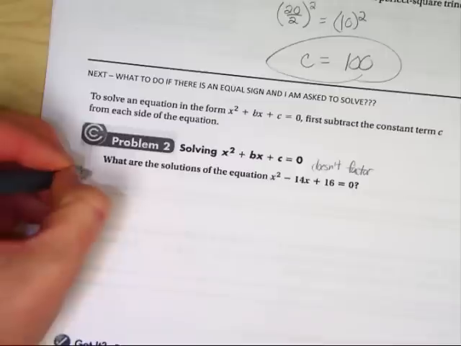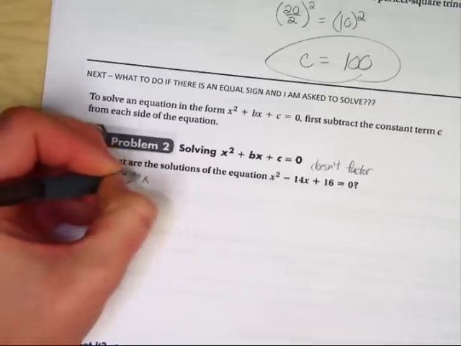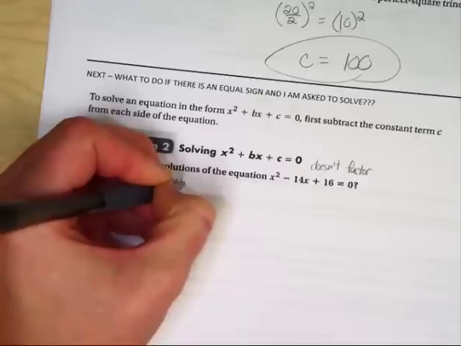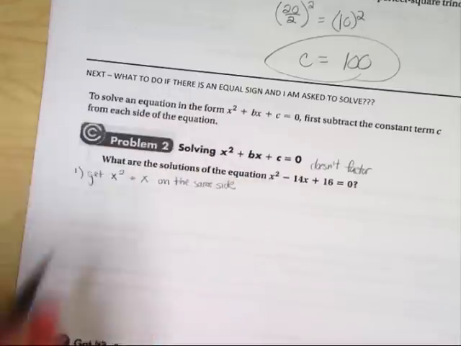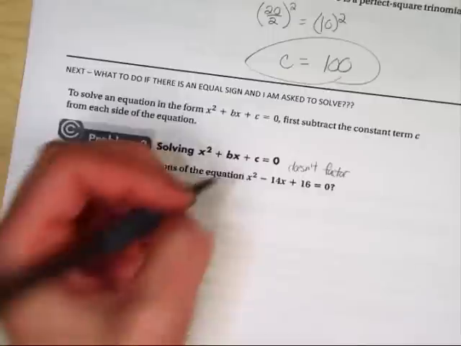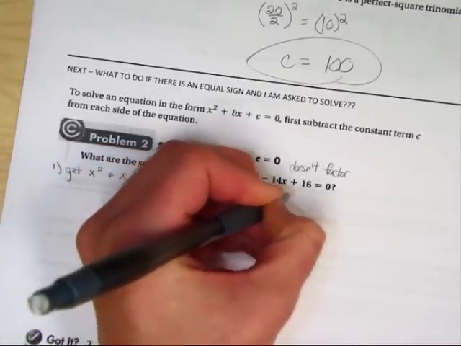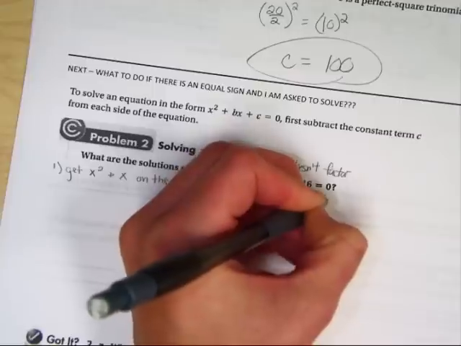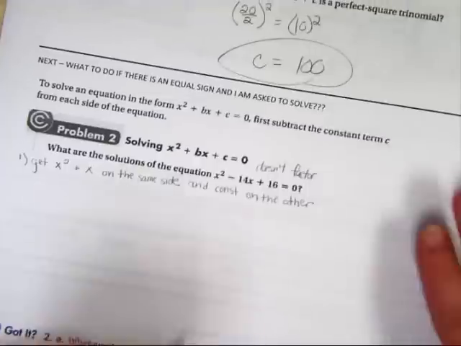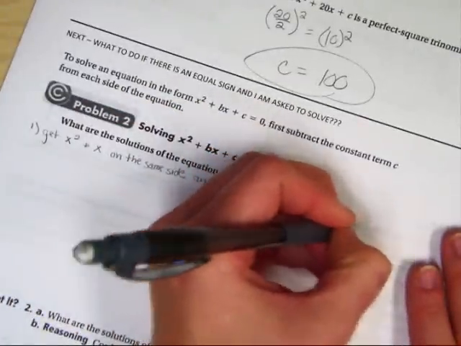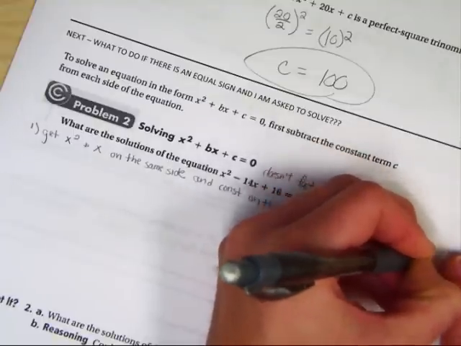Step 1. Get x squared and x on the same side, and the constant on the other. So in our problem, I'm going to subtract 16 from both sides. So you get x squared minus 14x equals negative 16.